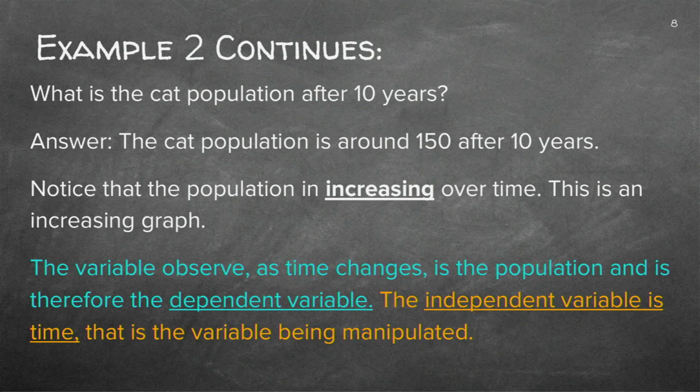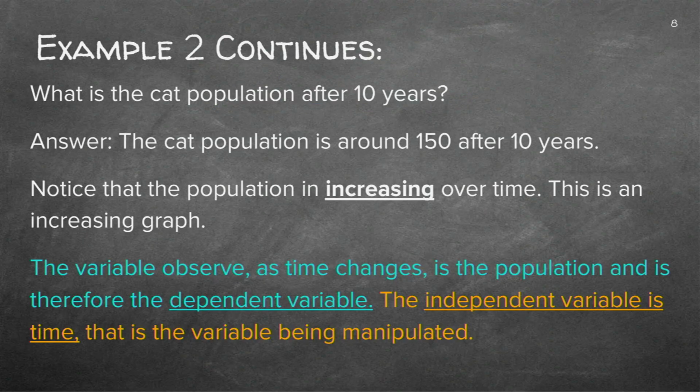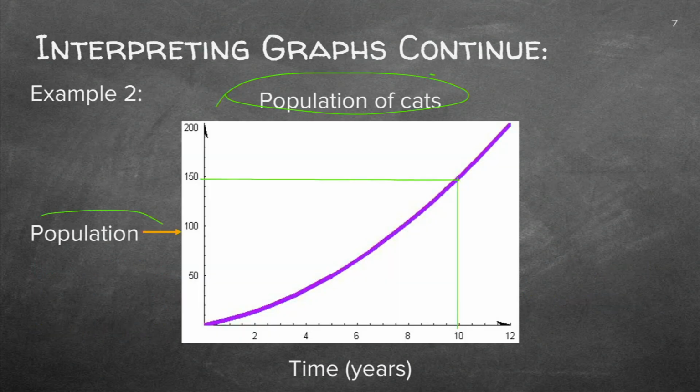Notice that the population is increasing over time. So we are referring to this graph as an increasing graph. You see, it's increasing over time. The variable observed as time changes is the population. Therefore, the population is the dependent variable and the time is the independent variable.